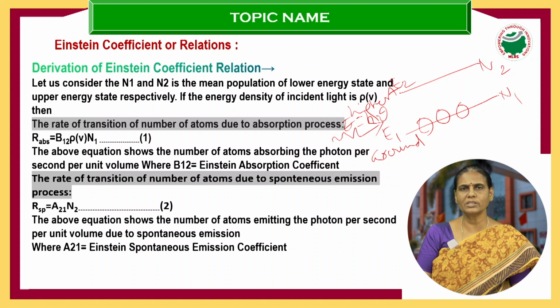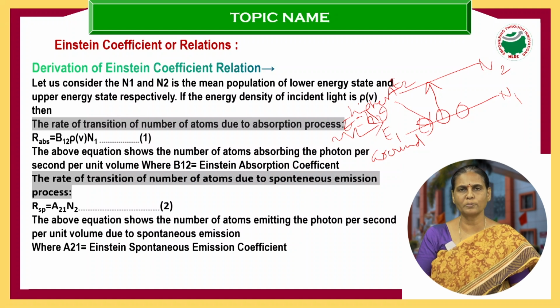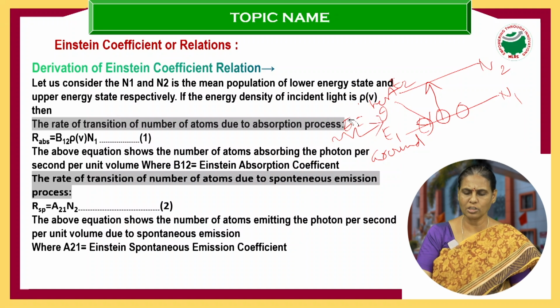Now these particles, called photons, are incident on the lower energy state. When these particles hit the lower energy state atoms, the atoms become active and readily undergo the excitation process to the higher energy state. This process we call the excitation process, and as the energy has been absorbed by the atoms in the lower energy state, we call it the absorption process, or the stimulated absorption process. This is the first process in the derivation of Einstein coefficients.